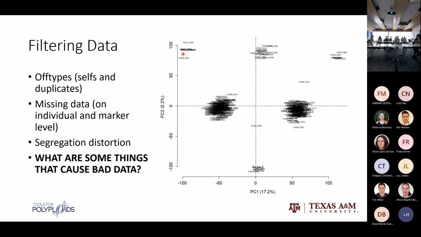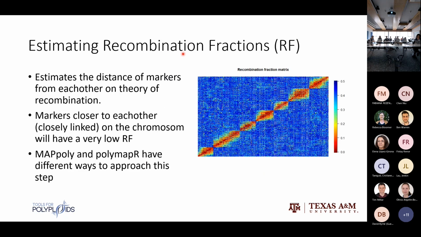You could do it on an individual level, looking at all the markers, or you could do the marker level, looking across individuals. And you can also look at the expected segregation ratios, and look for segregation distortion and filter based off that. So then the next step would be estimating recombination fractions.